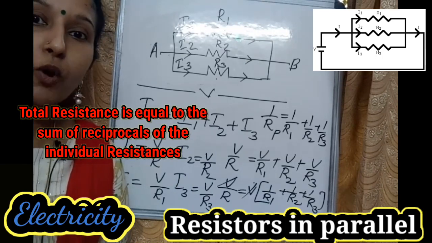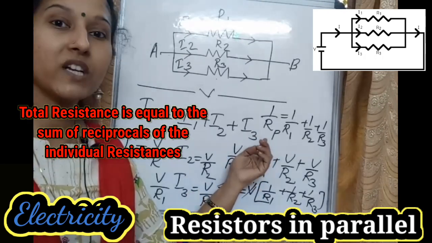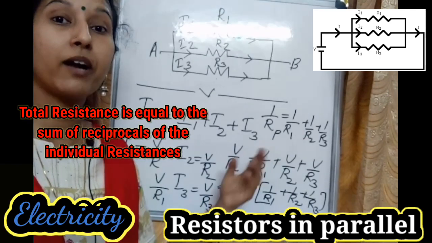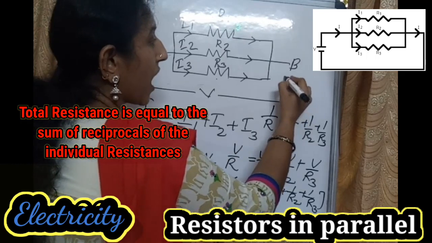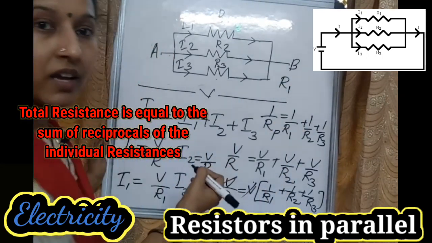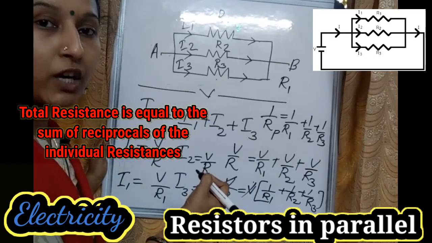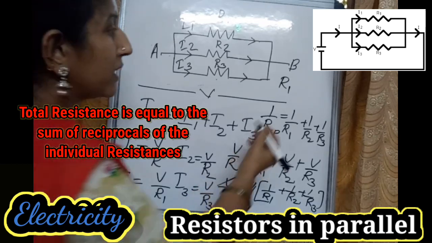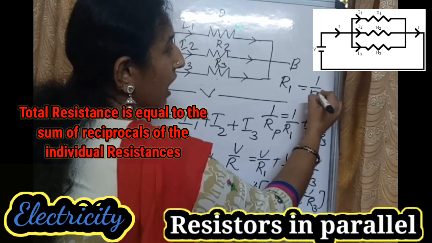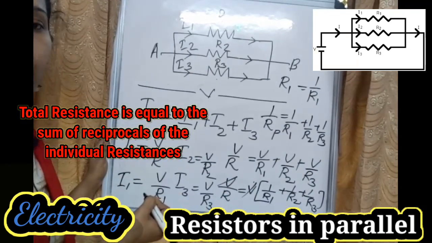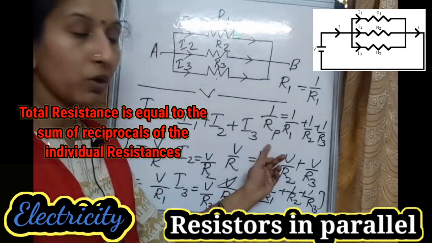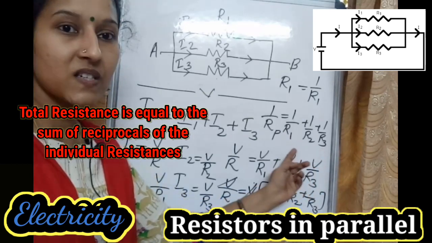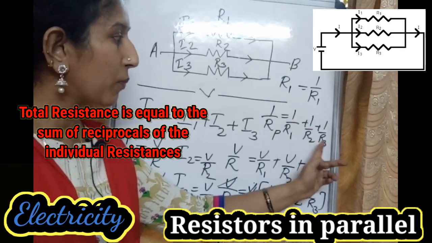Why sum of reciprocals? See R1. What is the reciprocal of R1? 1 by R1. If anybody told you to write the reciprocal of R1, it is 1 by R1. So 1 by Rp equals the reciprocals of these resistors, right? 1 by R1 plus 1 by R2 plus 1 by R3.